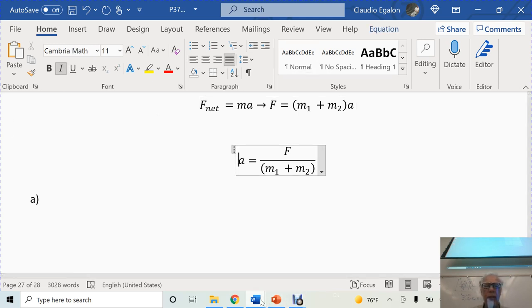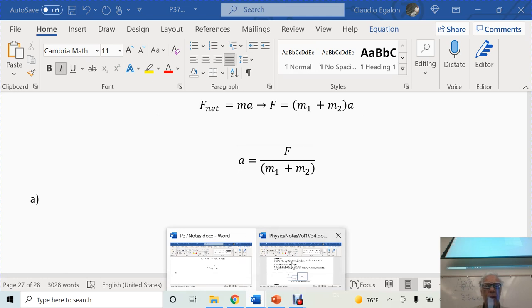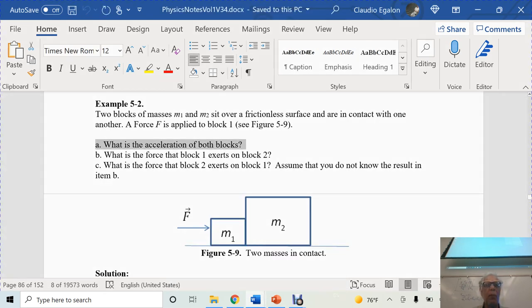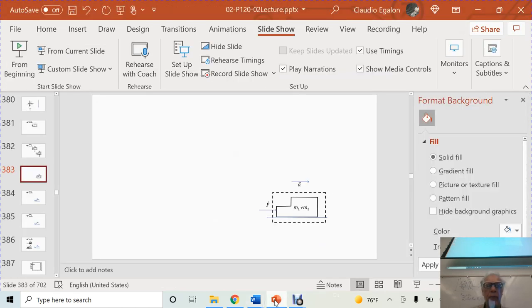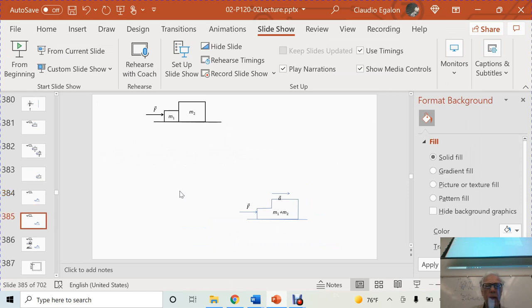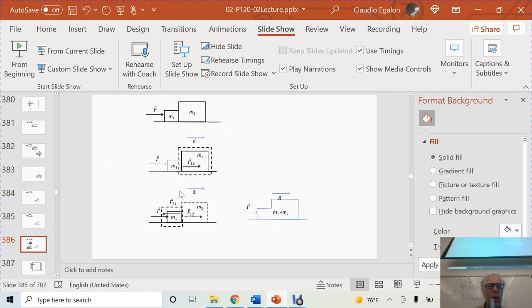Let's go to the next one, what he asks. What's the force that block one exerts on block two? Okay. And part of the answer is already in this slide here. That's the force that block one exerts on block two. We do not know its value. We do know M1, we do know M2, we do know a because we just calculated a. We know F, but F12 we do not know, right? Here's the force of contact between 1 and 2.